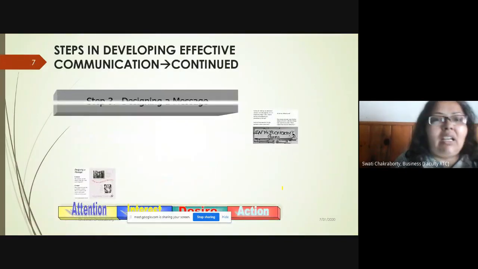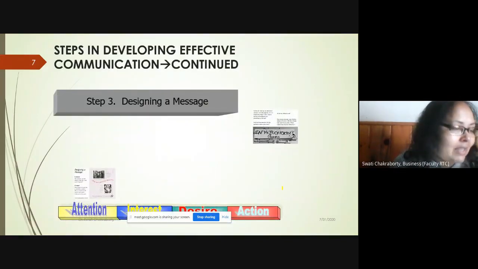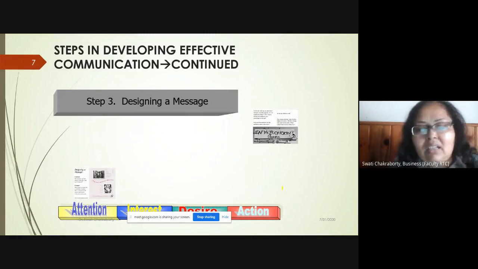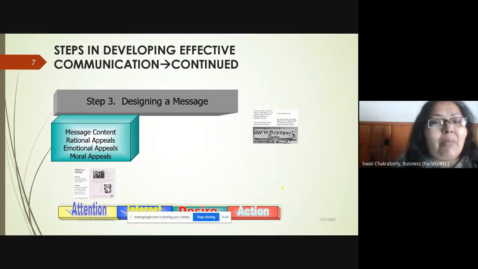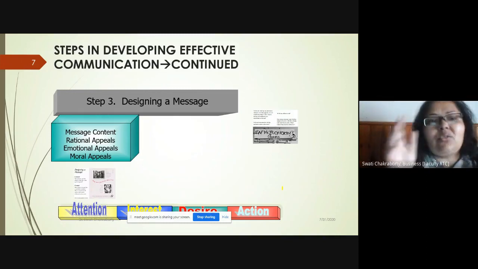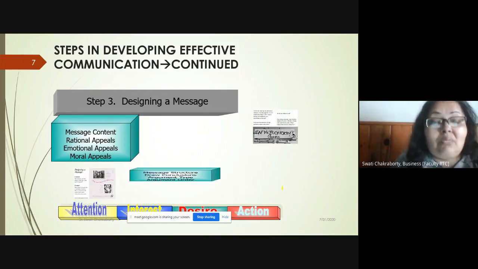The third step is when you design a message. You have to have a message. When you design a message, what the organization has to think about is the message content, which has to be appealing, rational, with logic behind it that appeals to the minds of the consumers. There should be emotional appeal also, and moral appeals.